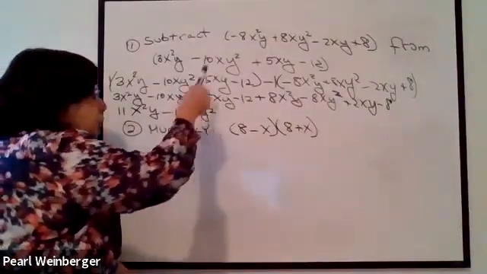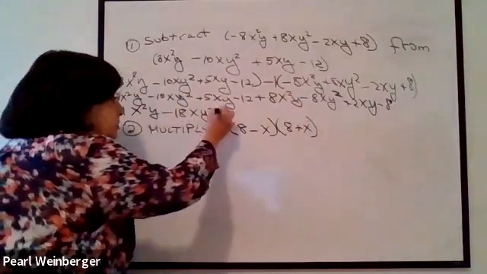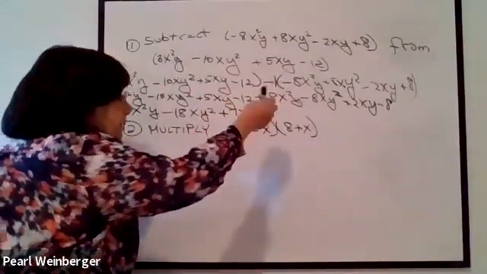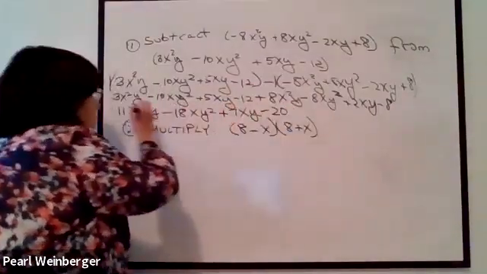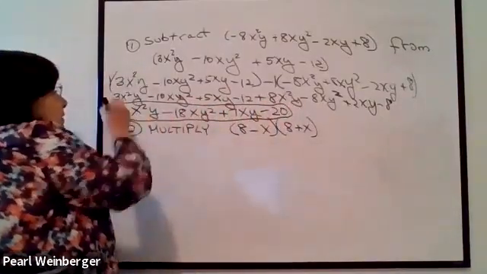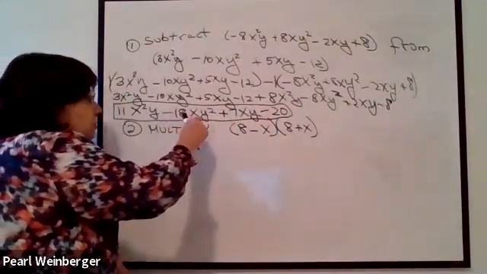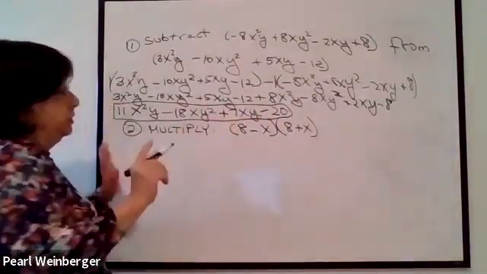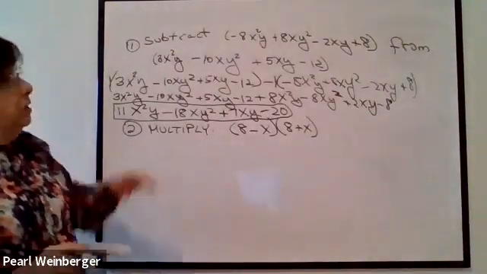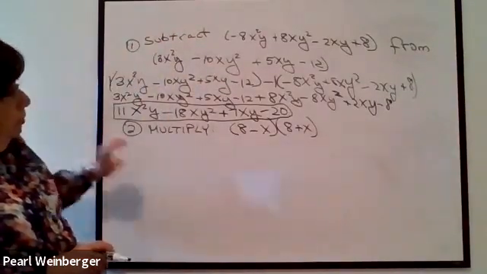Now we have a positive 5xy and a positive 2xy. Those are like terms, and 5 and 2 is 7, so this becomes plus 7xy. And finally, we have negative 12 and negative 8, which gives me negative 20. So your answer comes out to be 11x squared y minus 18xy squared plus 7xy minus 20. You can't simplify it any further. That is the result of subtracting that first polynomial from the second polynomial.